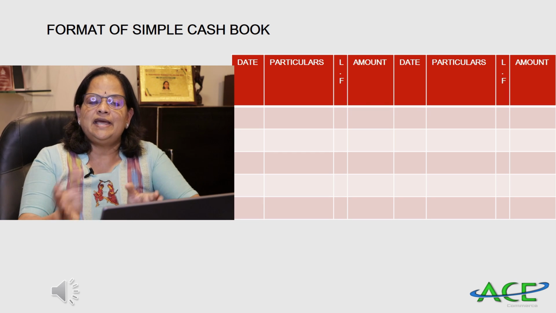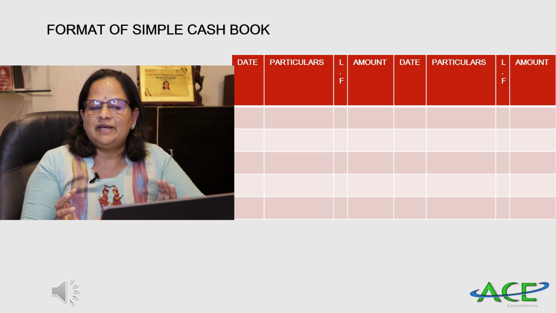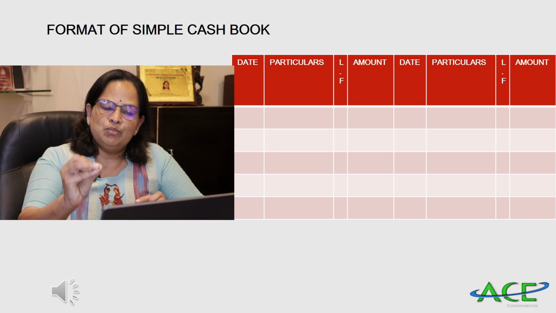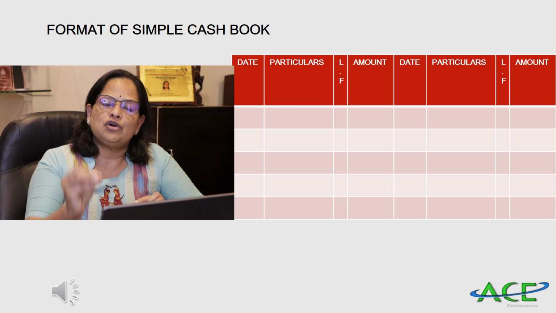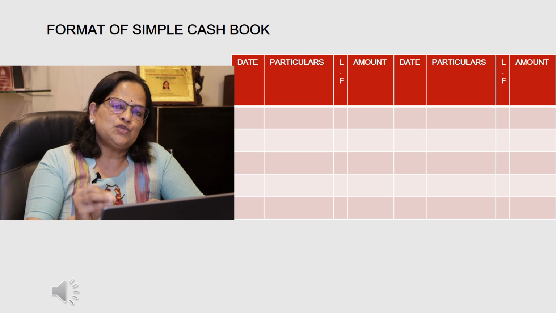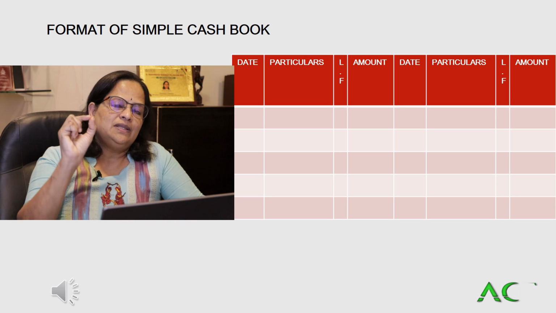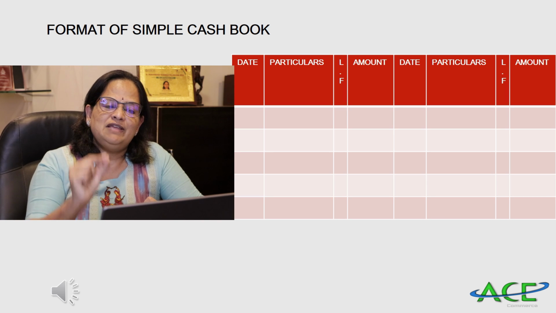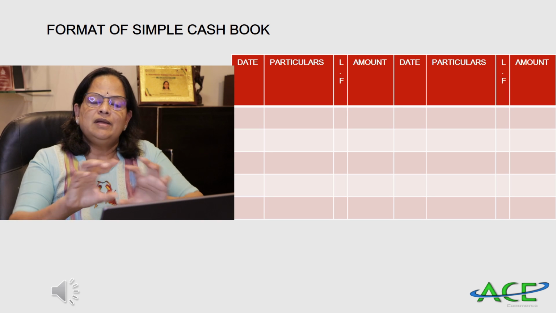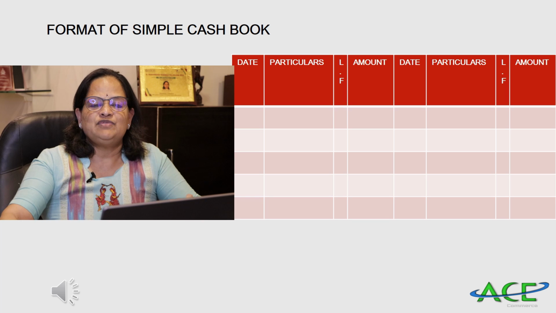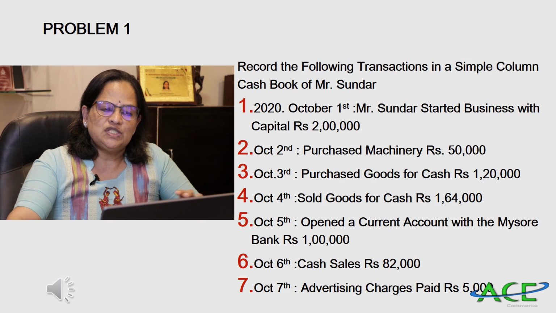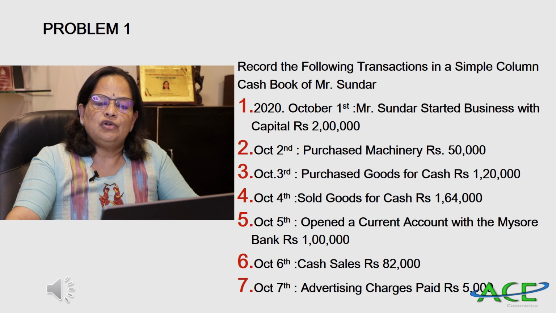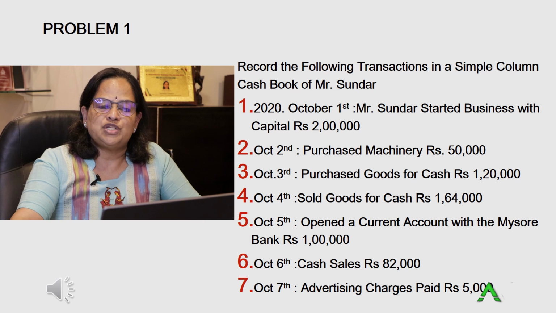So debit side and credit side, all these details will be there. Usually when we do the problems, we will leave the ledger folio column blank, because that is for the organizations to write the ledger page number for their reference. When we are doing the problem, we will be leaving the ledger folio column as blank, but other details will be filled.